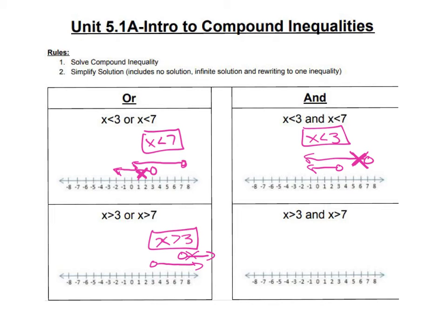You do the same thing with x is greater than 3 and x is greater than 7. Well, now that we have this and statement, all of these numbers here, 3, 4, 5, 6, are not going to be greater than 7, and we need it to be both. So anything that is x greater than 7 would be our solution. All right, let's look at the other 4.